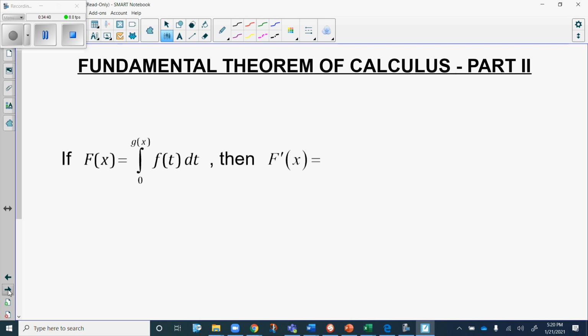The derivative of the antiderivative, that's what this is saying. This is the derivative of the antiderivative. It is going to be equal to the composition of f of g of x times the derivative of whatever g happens to be. Okay, and of course, the g of x part, that's the upper bound of the definite integral. So we're going to come back to that.